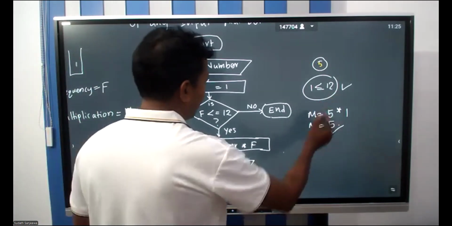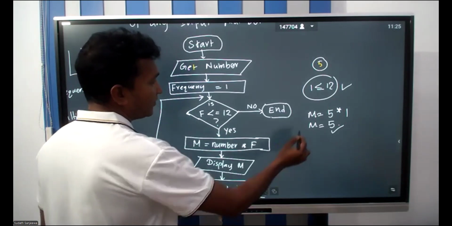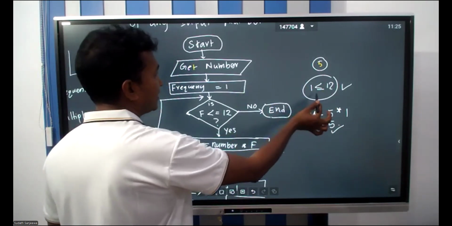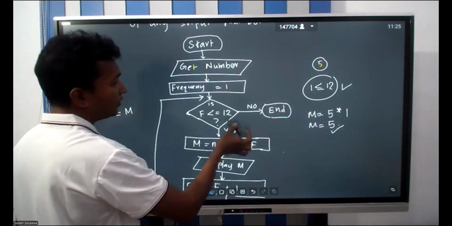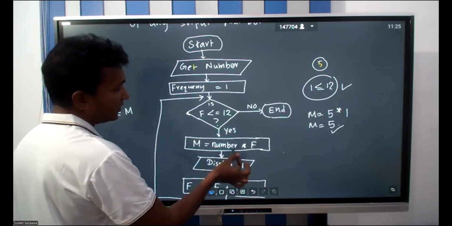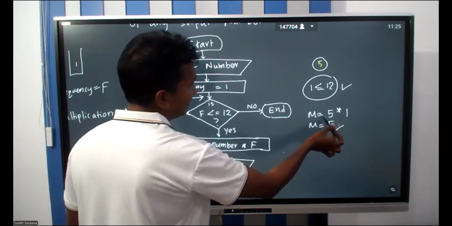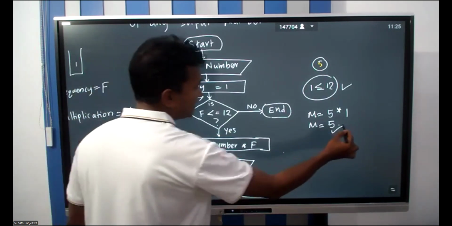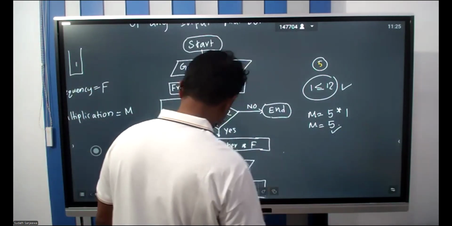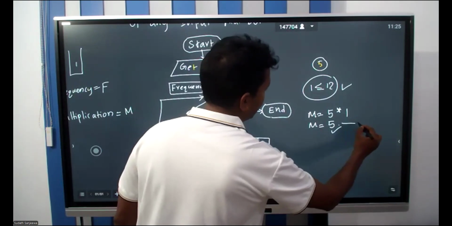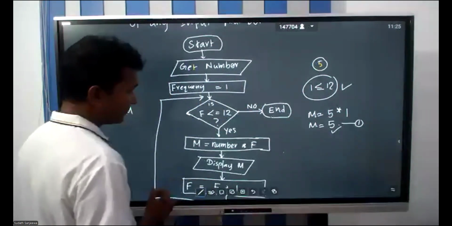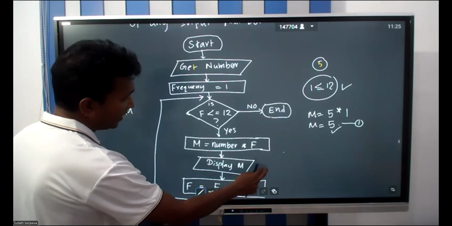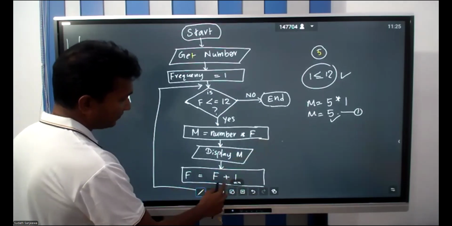In the first case, the frequency is 1, which is less than or equal to 12. Therefore, we multiply the input number by 1. Therefore, m is 5. We display it. This is the first step. Then we increase f by 1.